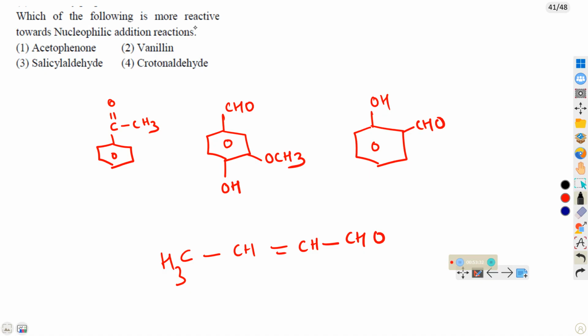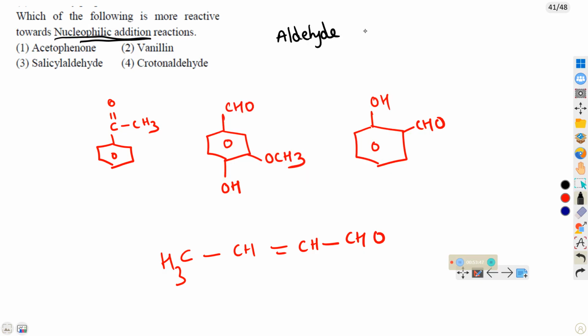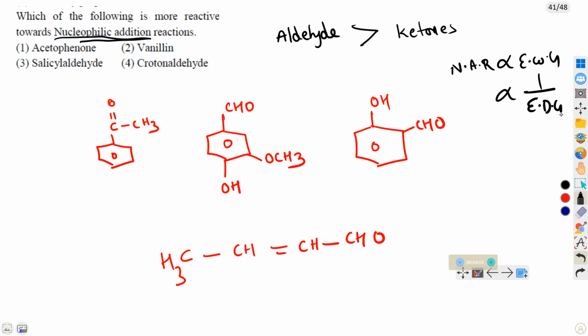Which of the following is more reactive towards nucleophilic addition? First of all, aldehydes are more reactive towards nucleophilic addition compared with ketones. Nucleophilic addition reactivity is directly proportional to electron withdrawing group, inversely proportional to electron donating group. And one more, aliphatic aldehydes are more reactive towards nucleophilic addition compared with aromatic aldehydes.